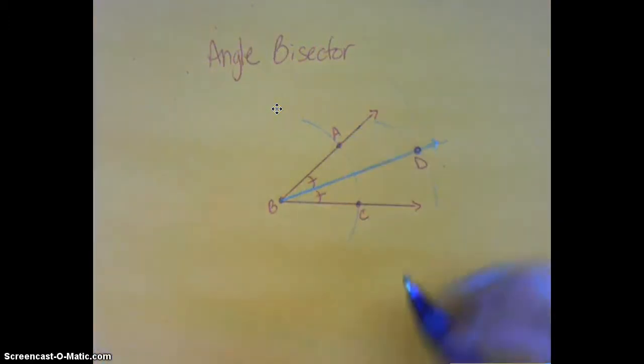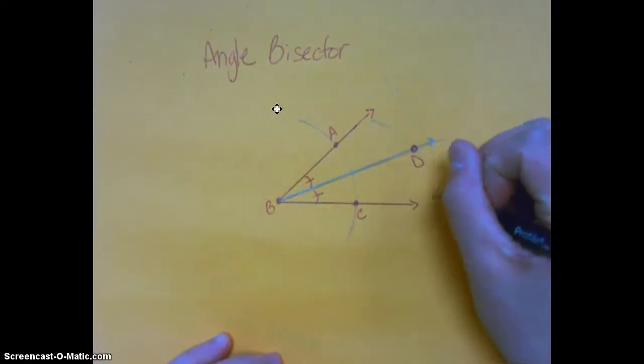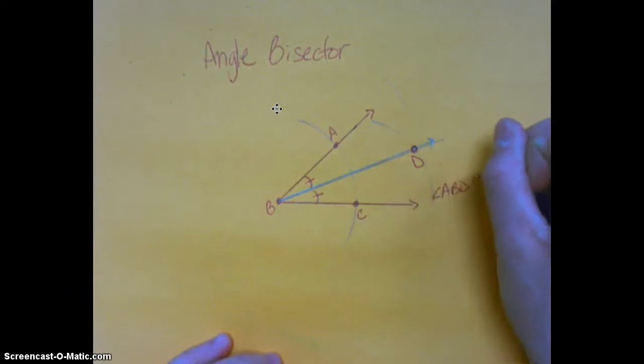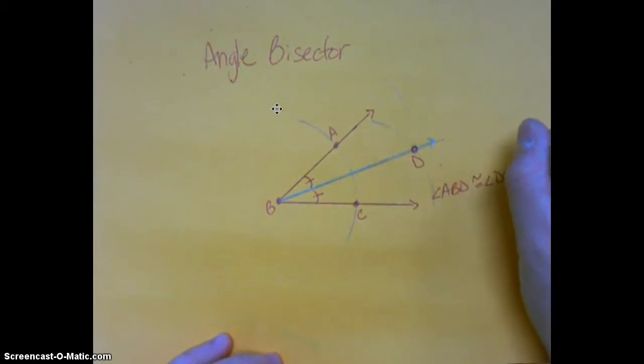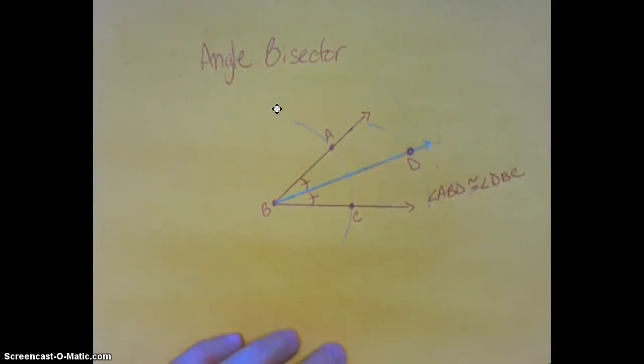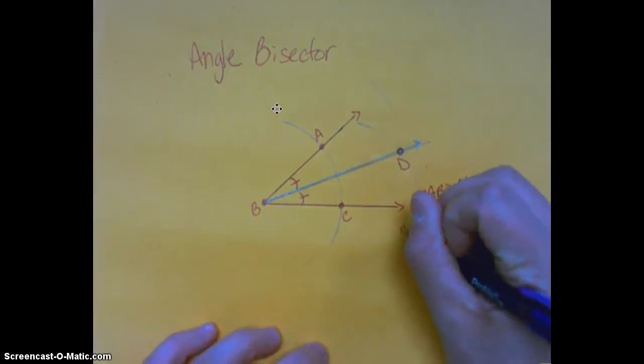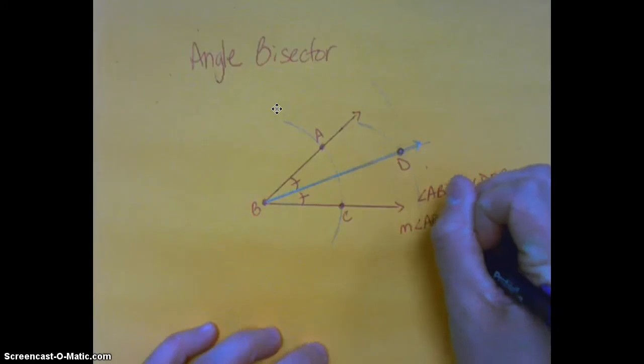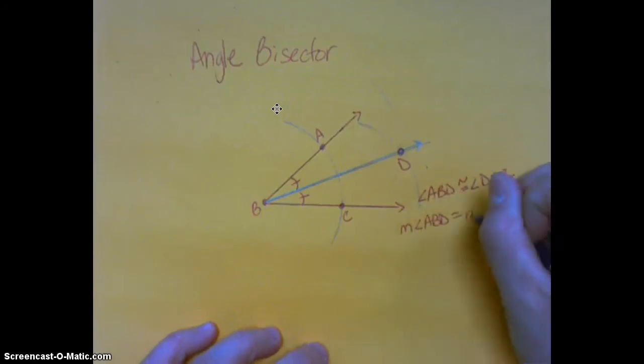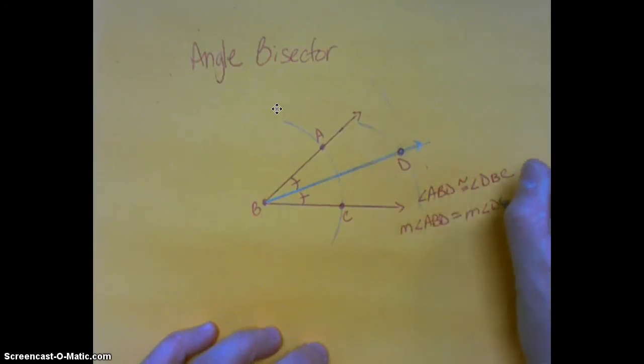And that tells me that angle ABD is congruent to angle DBC. And if the angles are congruent, then we know that their measures are equal, so we can say that the measure of angle ABD equals the measure of angle DBC.